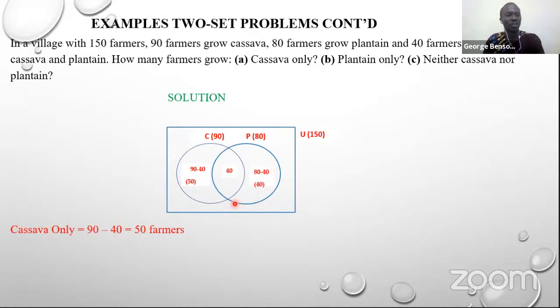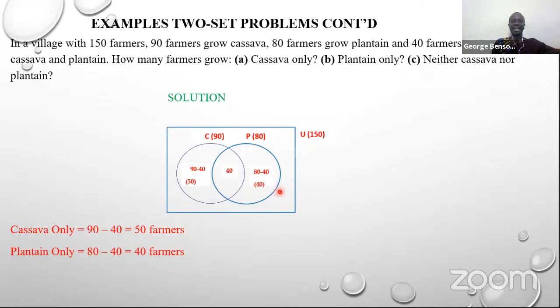Now our first question was for cassava only. Since we have said it, we just pick it out and write cassava only is equal to 90 minus 40, and this is equal to 50. When you take 40 from 90, we get 50. Then for plantain only, we are going to do 80 minus 40, and that brings us to 40, as you see. Then the question is also asking us to find those who grow neither cassava nor plantain.